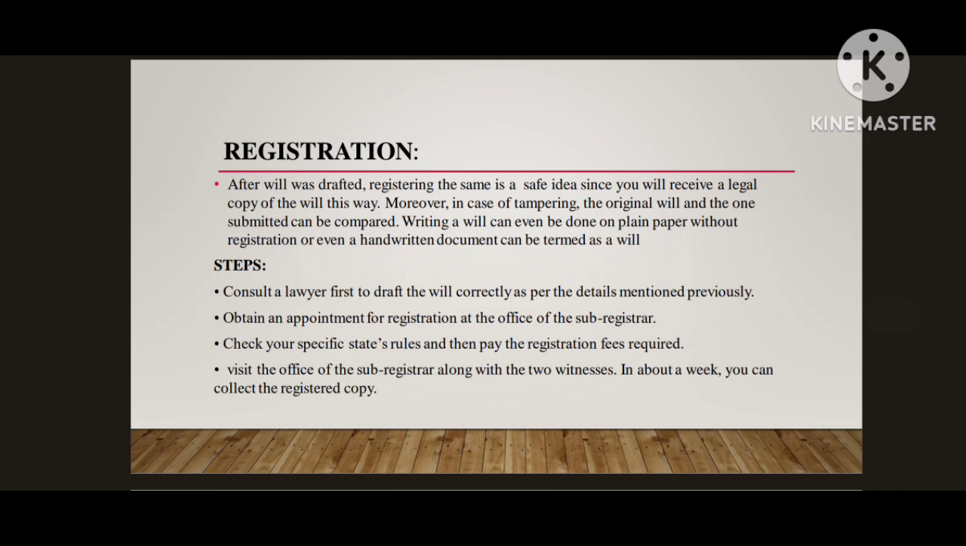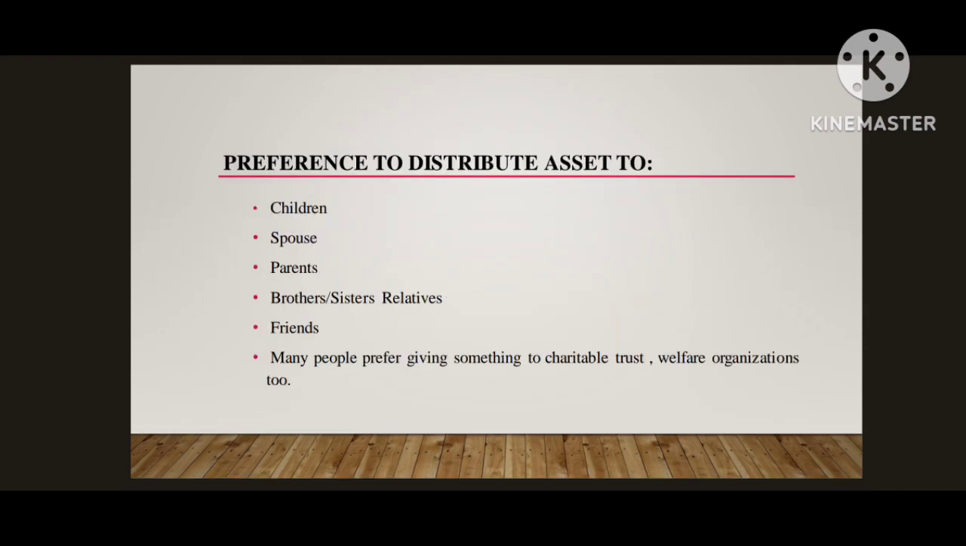Steps to be followed for the registration of a will. First of all, consult a lawyer to draft the will correctly as per the details mentioned previously. Next, obtain an appointment for registration at the office of the sub-registrar. Then check your specific state's rules and pay the registration fees required. Visit the office of the sub-registrar along with the two witnesses, and finally, in about a week, you can collect the registered copy.